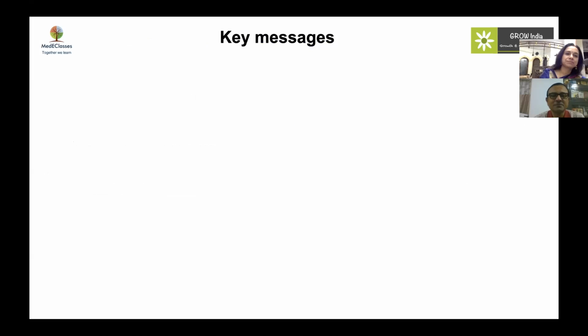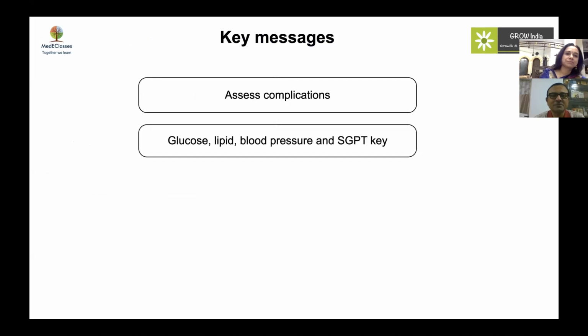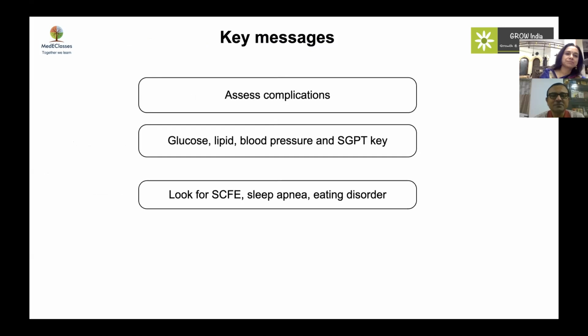So from a complication perspective, always assess for complications. Basic things are oral glucose tolerance test, lipid profile, blood pressure, and SGPT, very important. And be wary about slipped capital femoral epiphysis, sleep apnea, and eating disorders.